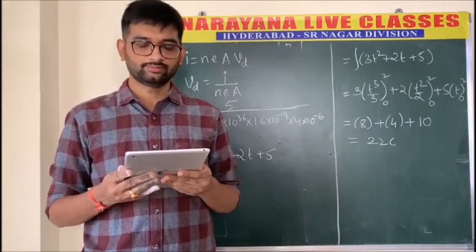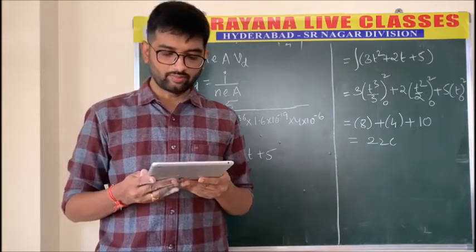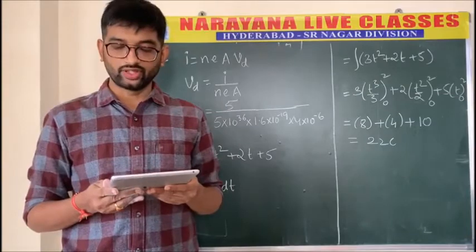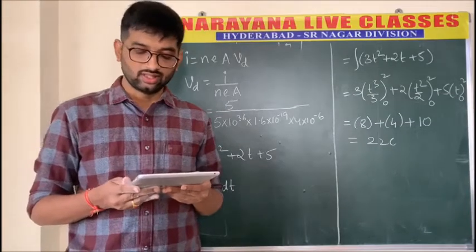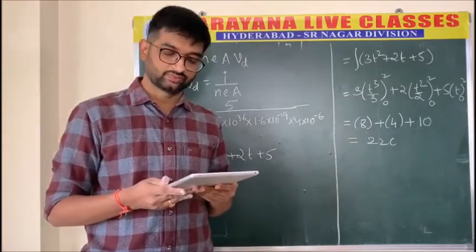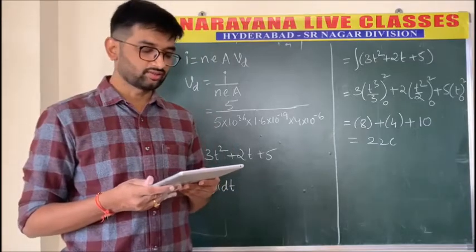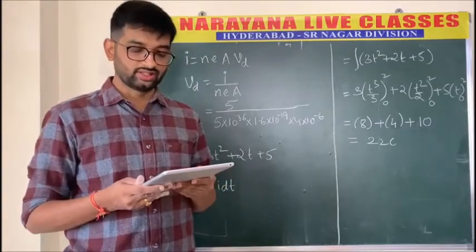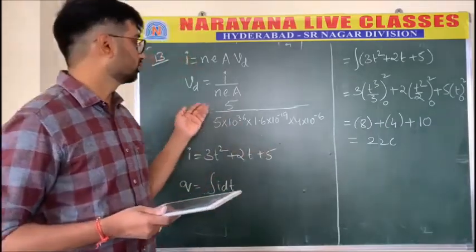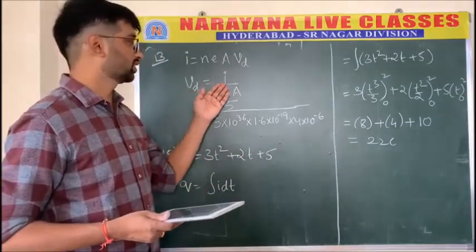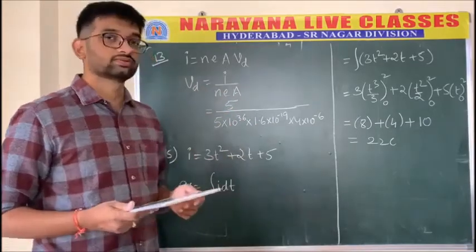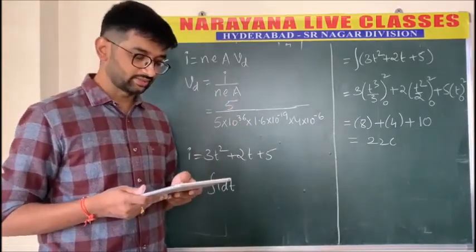Question number 13. A current of 5 amperes is passing through a metallic wire of cross sectional area 4 into 10 to the power of minus 6, and the density of charge carriers is 5 into 10 to the power of 36 per meter cube. Then the drift velocity of the electrons is, so we know the drift velocity of electrons is I by NEA. I, N, E and A are given. So solving, we will get the required answer.